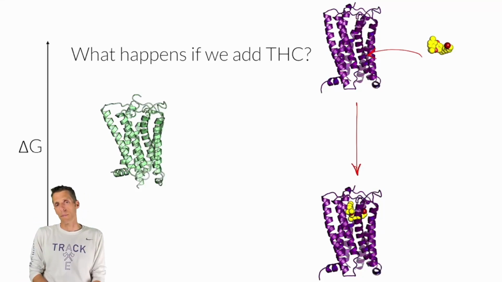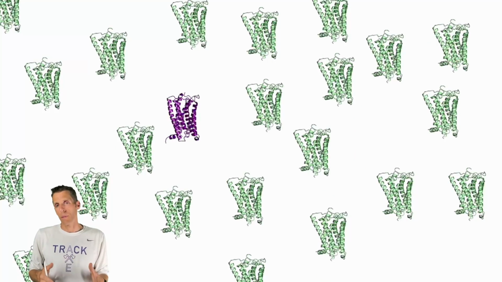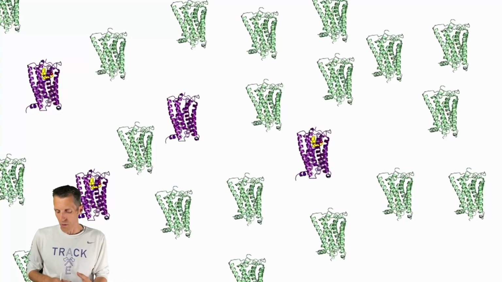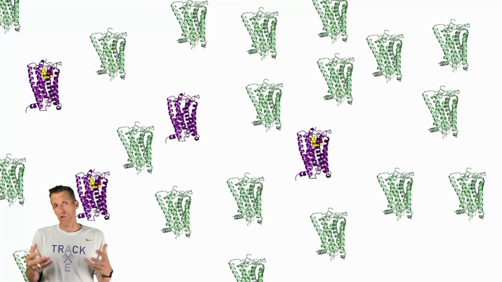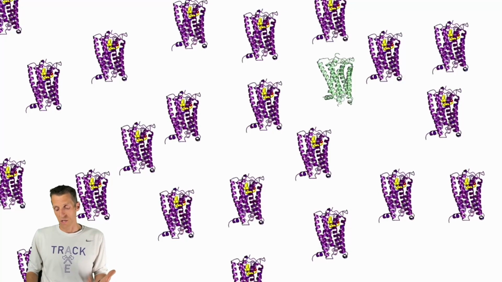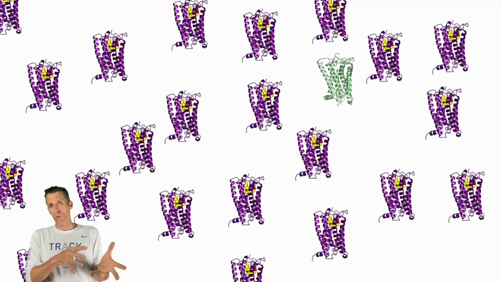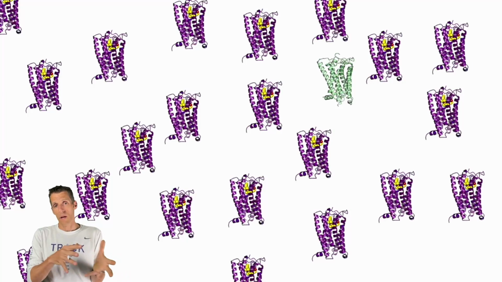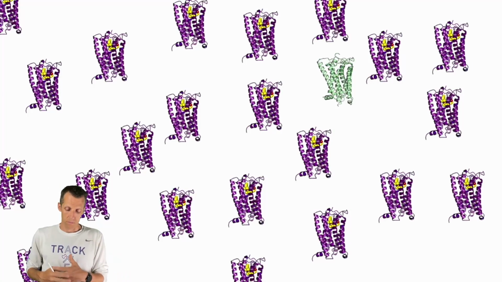It's going to become the common state of the receptor, which means if we looked at the entire population, if we started adding THC, it's mostly green with an occasional purple. Now the receptors are turning purple that have bound to THC. We add more THC, we add more THC, and overall the entire system switches from being in the green inactive form to being in the purple active form.